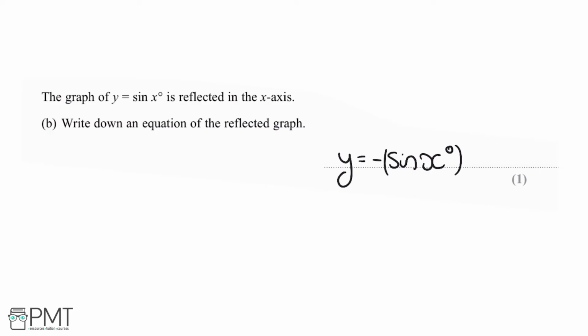So I can put brackets here, say we're timesing everything by minus 1. However, because we've only got a single term of sine x, we don't really include the brackets. And we write it like this. And if you get that, you get 1 mark.